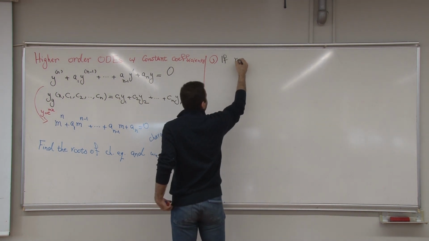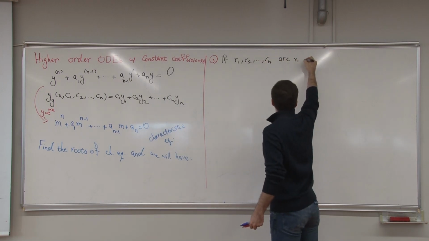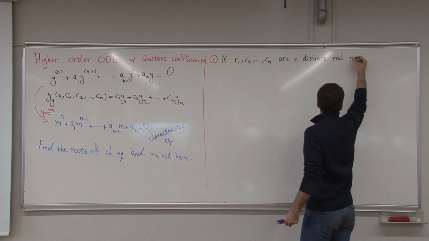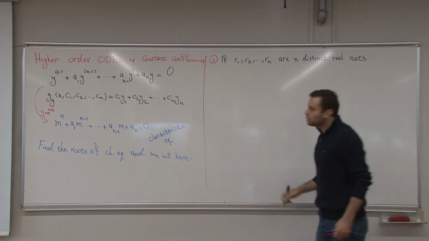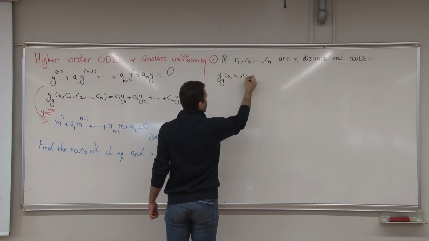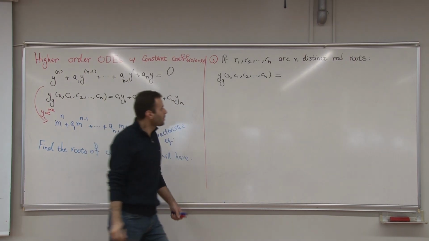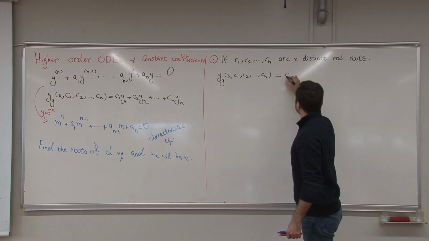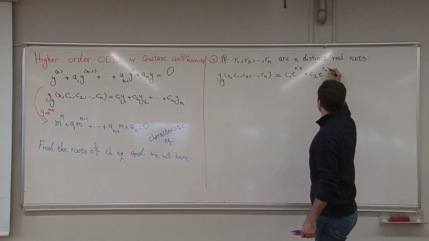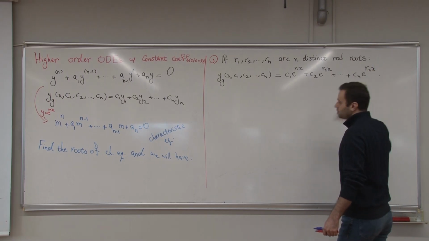but if you are able to find the roots, the following scenarios will happen. If r1, r2, up to rn are n distinct real roots, then our general solution, which comes with n constants, is going to be c1 e to the power of r1x plus c2 e to the power of r2x up to cn e to the power of rnx.